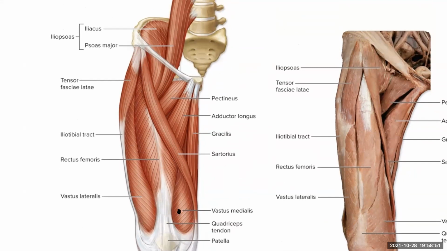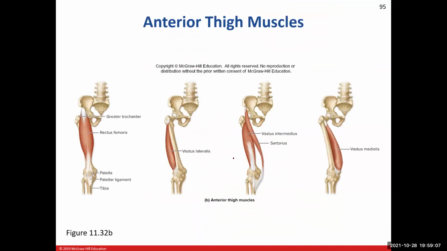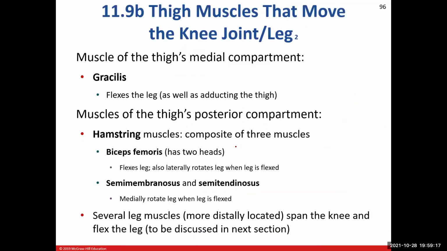You've got the vastus medialis on the medial portion of your thigh, vastus lateralis on the lateral portion of the thigh. And then if we dissect or pull away the rectus femoris, you'll see vastus intermedius deep to that. There's vastus intermedius right here. It's the deep one.